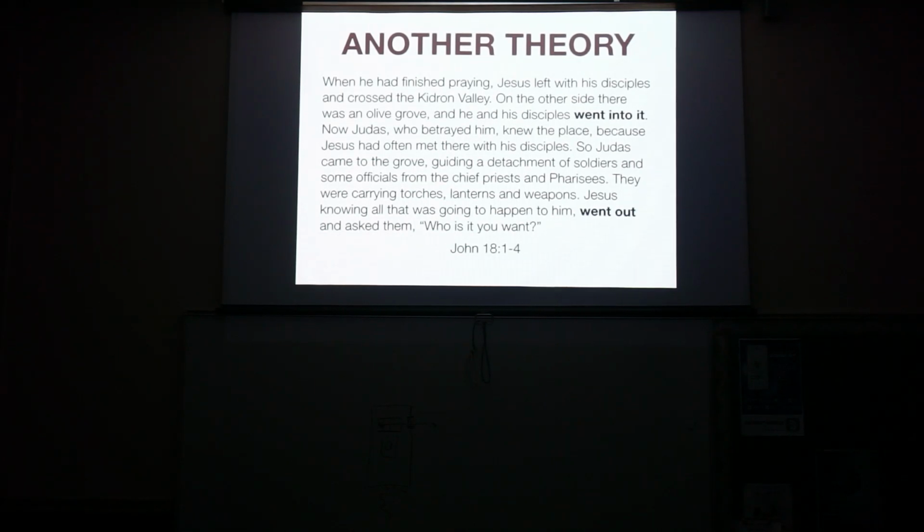Now Judas, who had betrayed him, knew the place because Jesus had met there often with his disciples. So Judas came to the grove, guiding a detachment of soldiers and some officials from the chief priests and the Pharisees. They were carrying torches, lanterns, and weapons. Jesus, knowing all that was going to happen to him, went out and asked them, "Who is it that you want?"